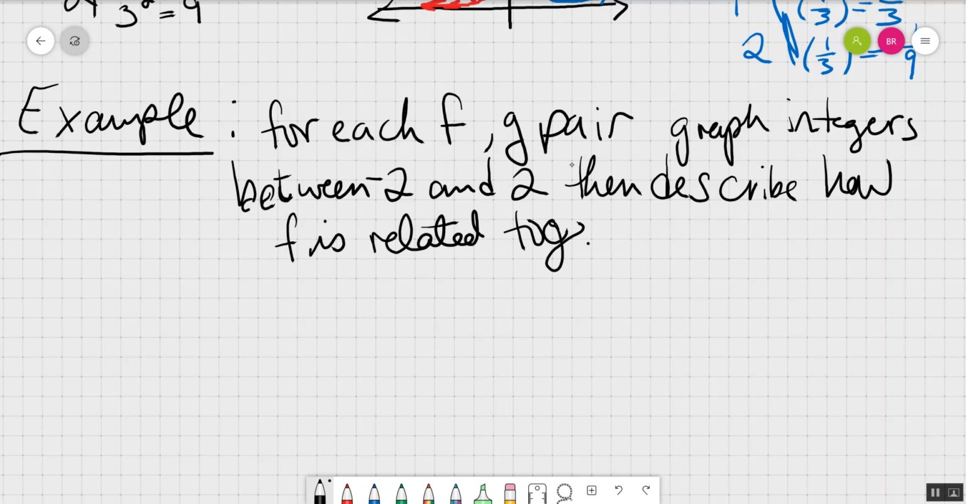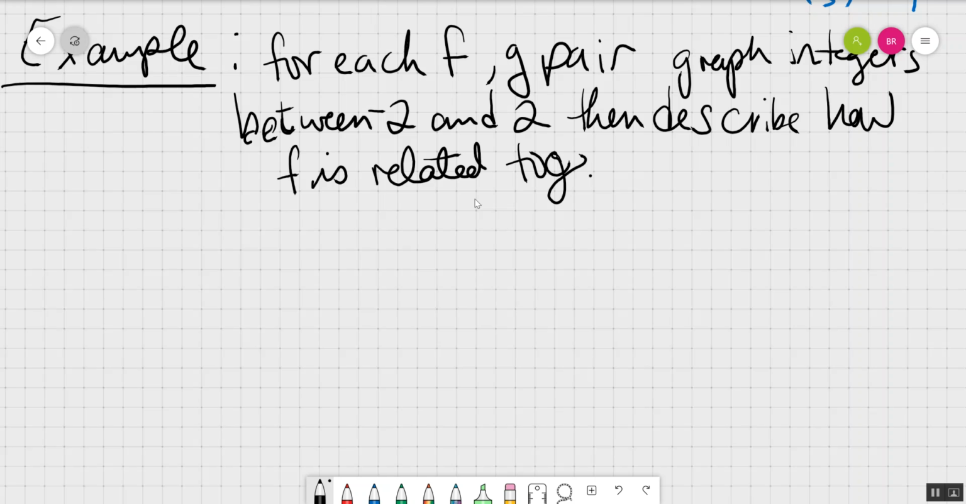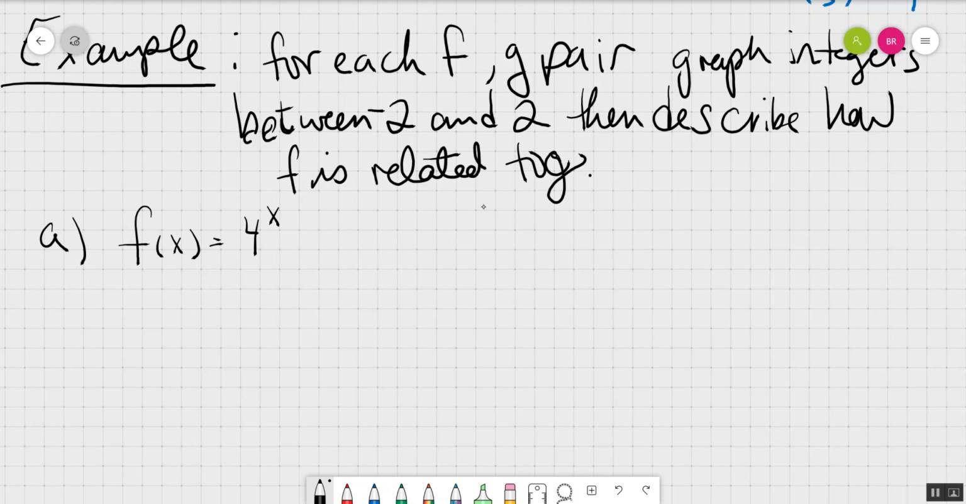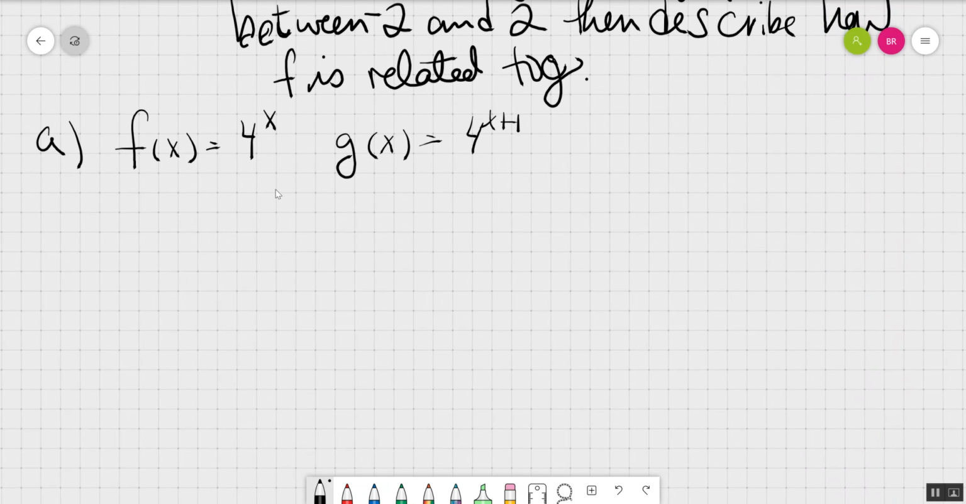So you're going to see their equations make them look like they have a relationship, and then hopefully you'll be able to pick up on the relationship as I graph them. So for my first pair, my f function is going to be 4 to the x, and my g function is going to be 4 to the x plus 1. So notice my plus 1 is in the exponent. So I'm going to graph these with tables of values and describe how these two look compared to each other.